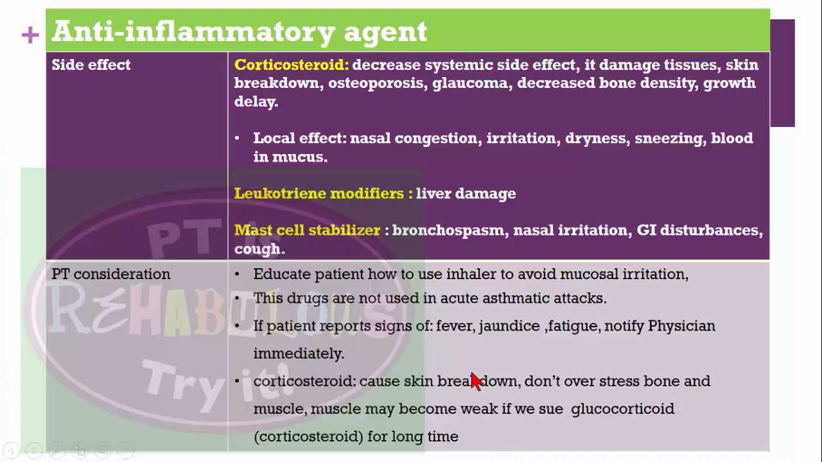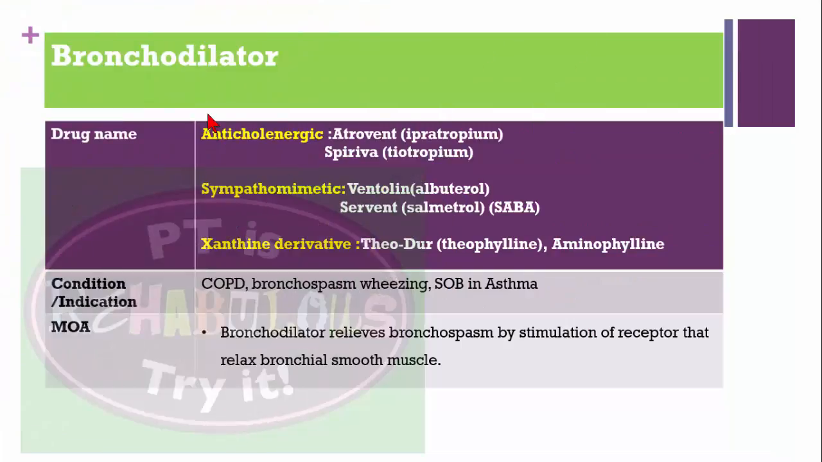If the patient is taking corticosteroids, that can cause skin breakdown. So we don't need to overstress their bone or muscle, because muscle may become weak, and due to glucocorticoids or corticosteroids, if taken for a long time, ligament laxity will be there.